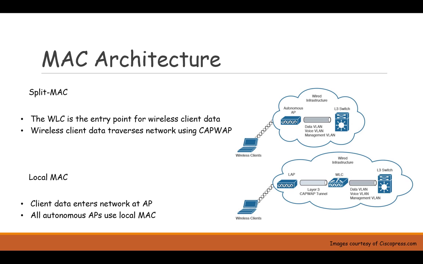In split MAC operation, the wireless controller is the termination point where the client data enters and exits the wired network. In local MAC operation, however, the client data terminates at the access point. The wireless controller in this circumstance still handles a significant portion of the operations for things such as association and disassociation requests and authentication.